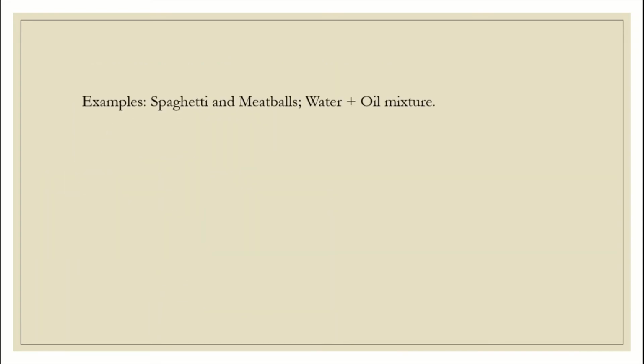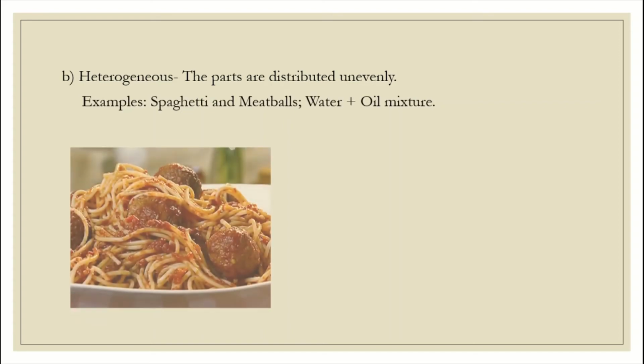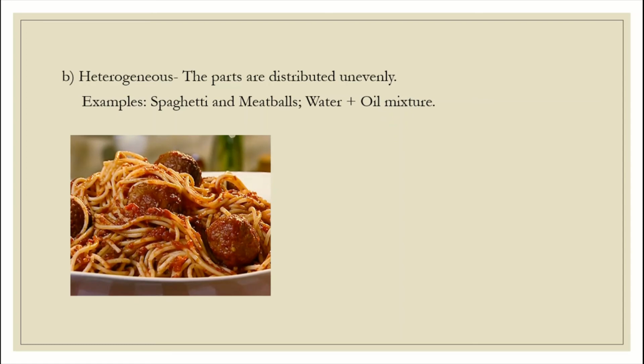Okay. The second one is heterogeneous mixture. The parts are distributed unevenly. When we say unevenly, that means it cannot be thoroughly mixed, just like homogeneous. So for example, spaghetti and meatballs. It's very clear in the picture that if you want to separate the meatballs from the spaghetti, you can actually separate it. Unlike in homogeneous mixture, once they are mixed, for example, coffee and the water, you cannot separate easily the coffee from it.